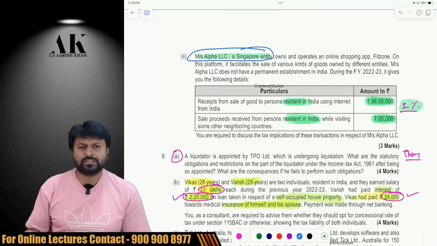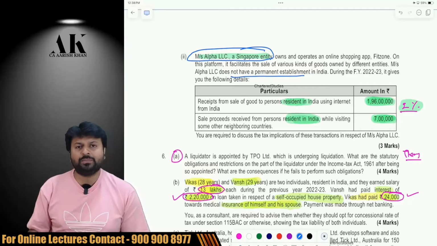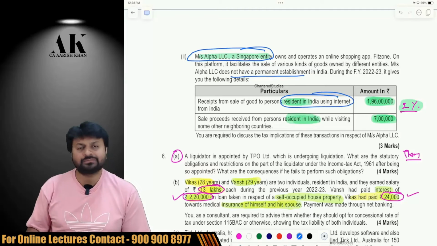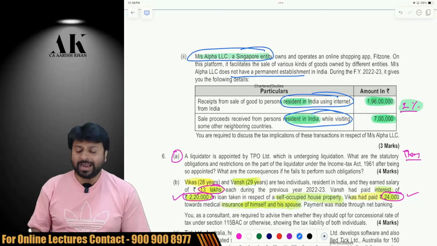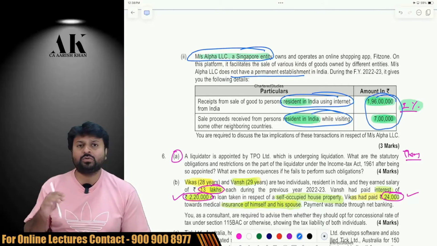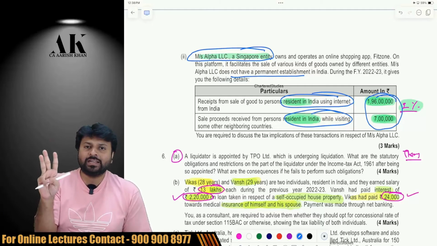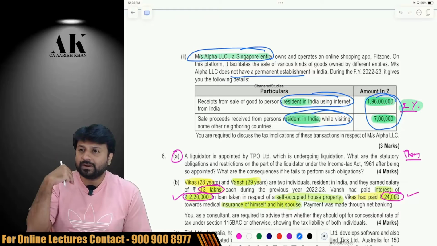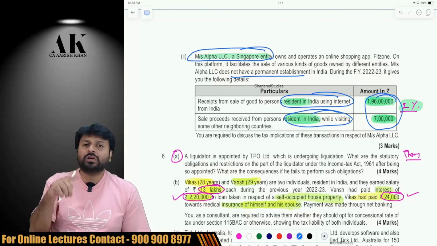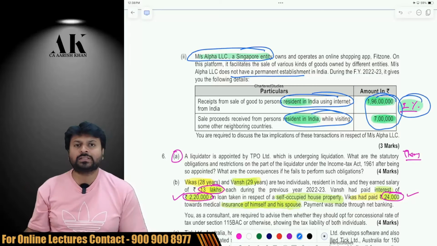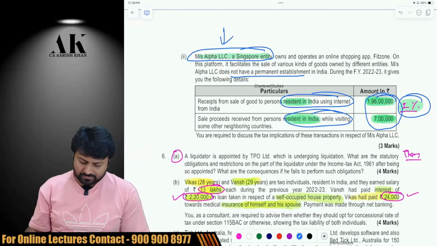There is a Singapore-based website, which is a non-resident that does not have a PE in India, and they are selling goods to a person resident in India, or by using an IP address located in India. And the total amount of sale is exceeding 2 crore rupees. So if a non-resident owning a website does not have a PE in India, and is selling to a person resident in India or by using an IP address located in India of 2 crore or more, then the equalization levy of 2% will be collected by this entity and will be paid to the government of India. Okay, so this is what this question is all about.